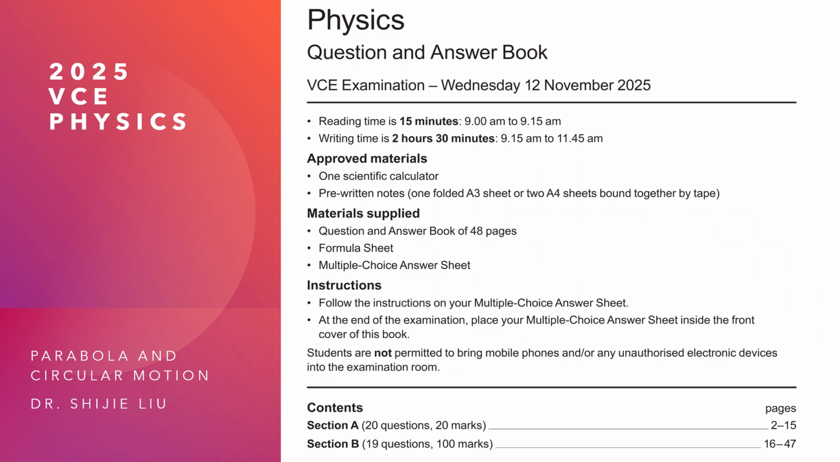Today, let's learn together about the 2025 VCE Physics examination. We will focus on questions related to parabola and circular motion.